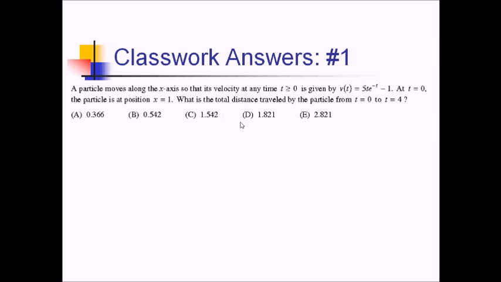If you have a calculator, you can just take the integral of the absolute value of velocity over your time period, and that will give you the total distance. So we're going to have the integral from 0 to 4 of absolute value v of t dt, and let's do that on the calculator now.